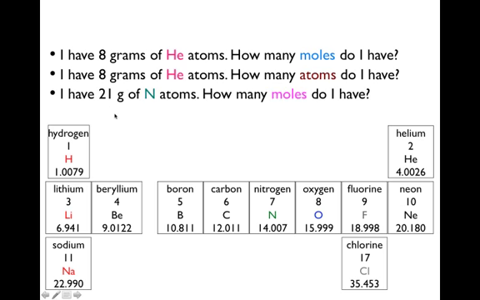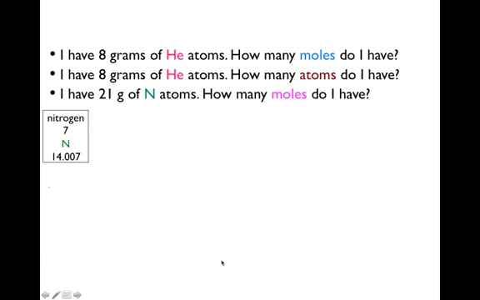Next question. I have 21 grams of nitrogen atoms. How many moles do I have? And again, the way to do this is as follows. Actually, I should let you pause and try to work it out. So I'm going to clear away a lot of the elements here and just focus on nitrogen, because that's what this question deals with. So I have 21 grams of nitrogen atoms. How many moles do I have?